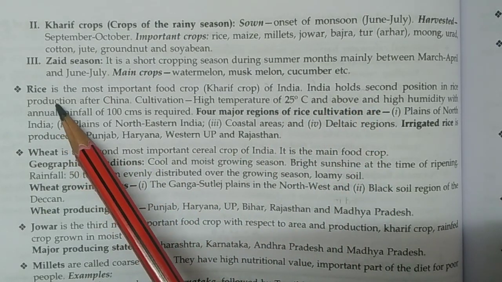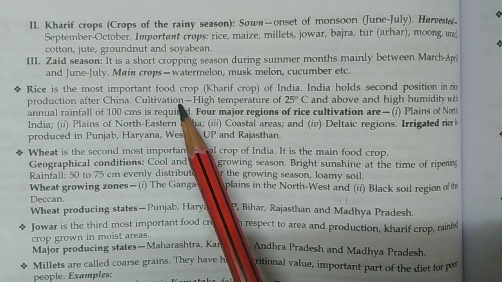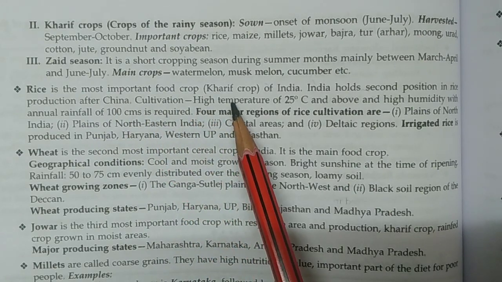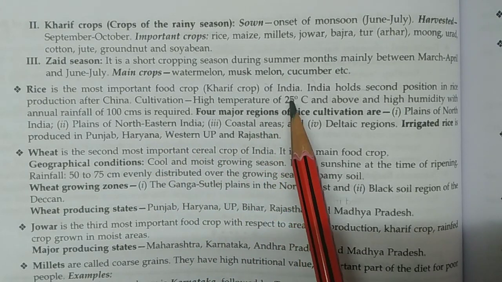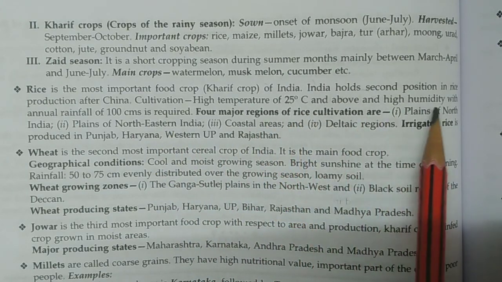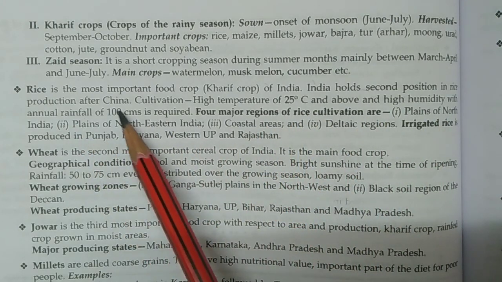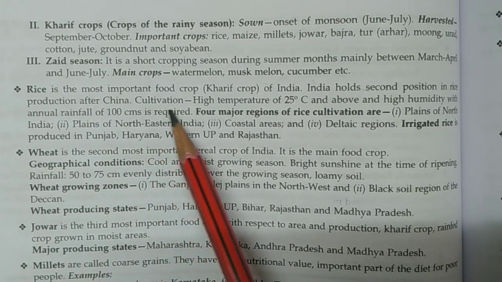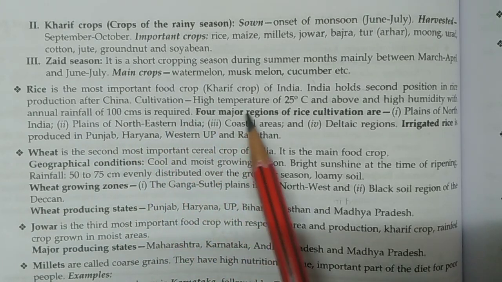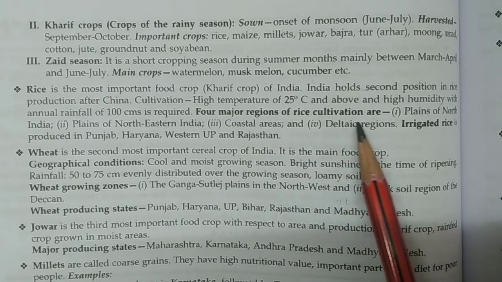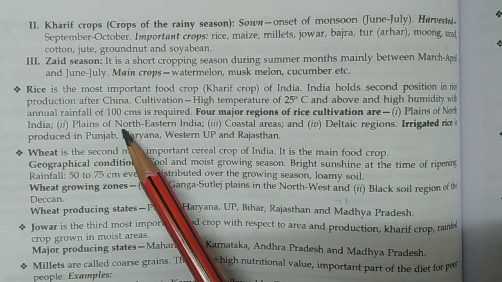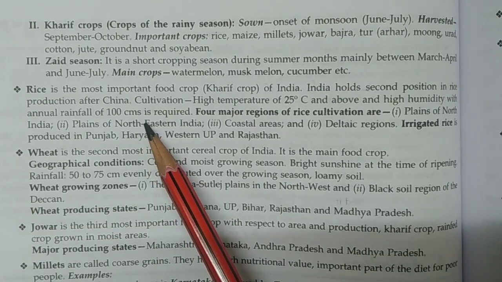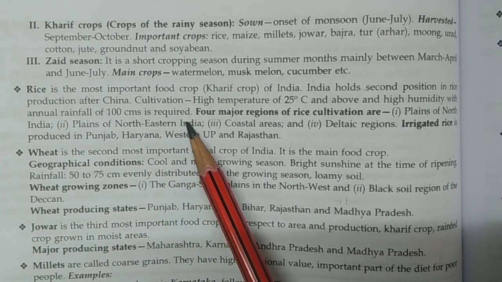Now next, rice. Rice is the most important food crop. It comes in kharif crop. It is the most important food crop of India. India holds second position in rice production after China. For cultivation, a high temperature of 25 degrees Celsius and above, and high humidity with annual rainfall of 100 centimeters is required here.